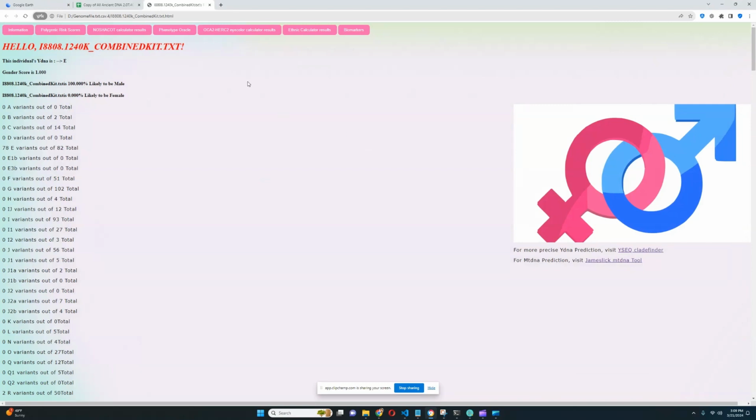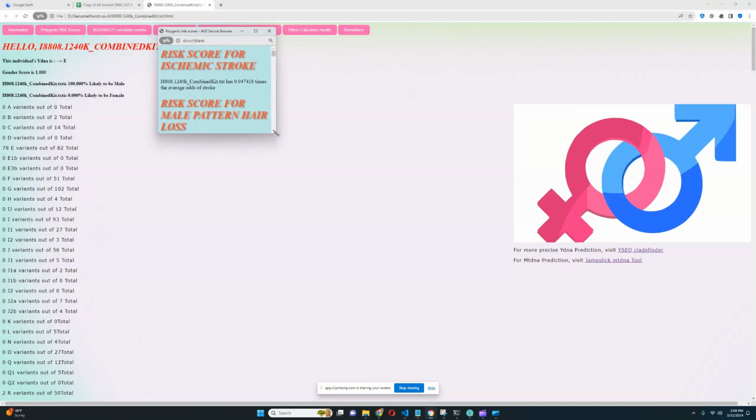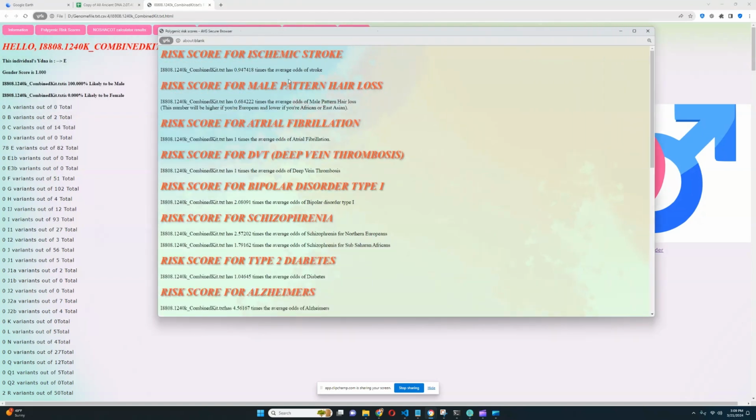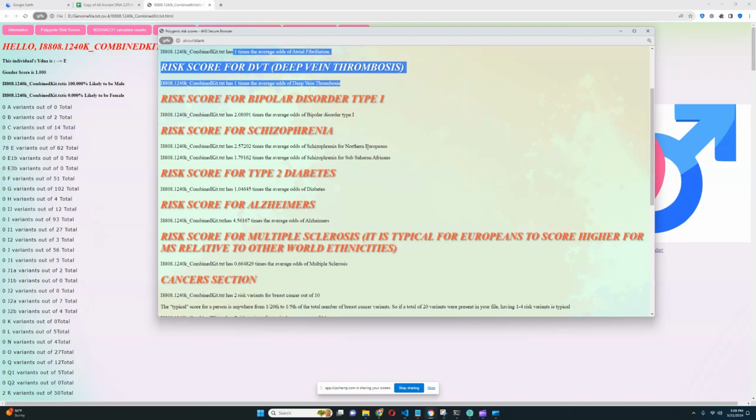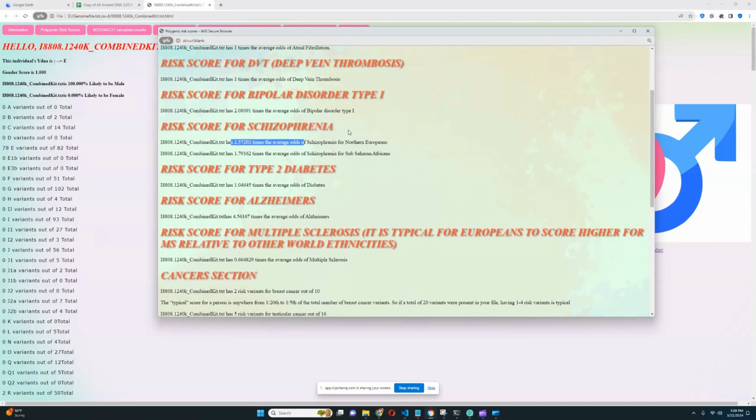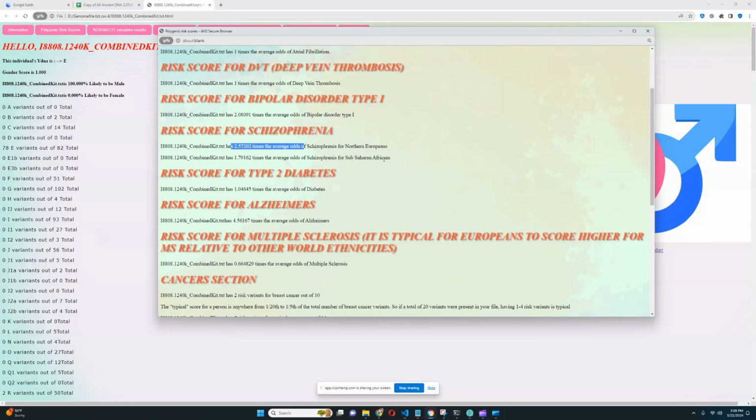Now we're going to look at his polygenic risk scores and biomarkers. So for the polygenic risk scores, it looks like he's got a spot-on average risk of stroke. He's got below average odds of male pattern hair loss, which is very typical for somebody who is a Sub-Saharan African. They have below average odds of that. And if you're a European, this number will be a lot higher. Nothing relevant was found for atrial fibrillation or deep vein thrombosis. It looks like he's got an increased odds of bipolar type 1 and increased odds of schizophrenia. All right, which is also quite common for Sub-Saharan Africans.